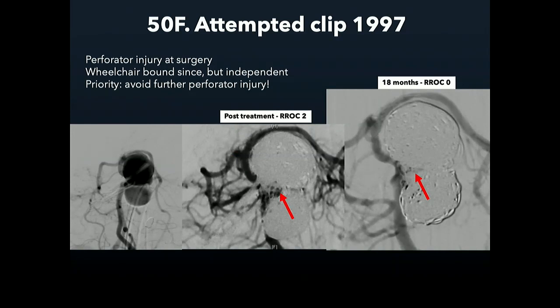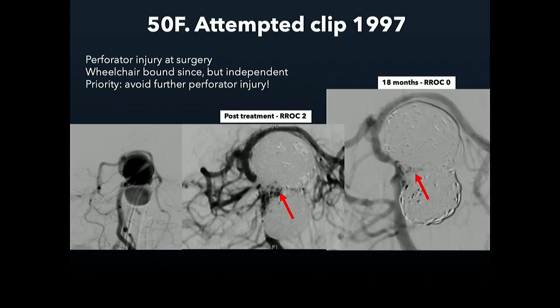So it's a giant basilar aneurysm. She'd ruptured in 97 and had attempted surgery at the time. She had a couple of clips there, but she sustained a perforator injury. She's been wheelchair bound since, but she's independent. The priorities here for me, you know, I'm the guy who's got to see her, not the people in the room at Link. My priority is to avoid any further perforator injury because she's got one arm that works and she's fiercely independent.